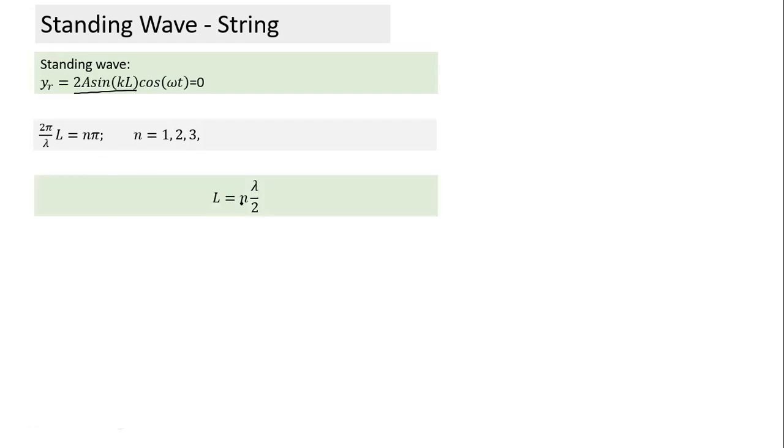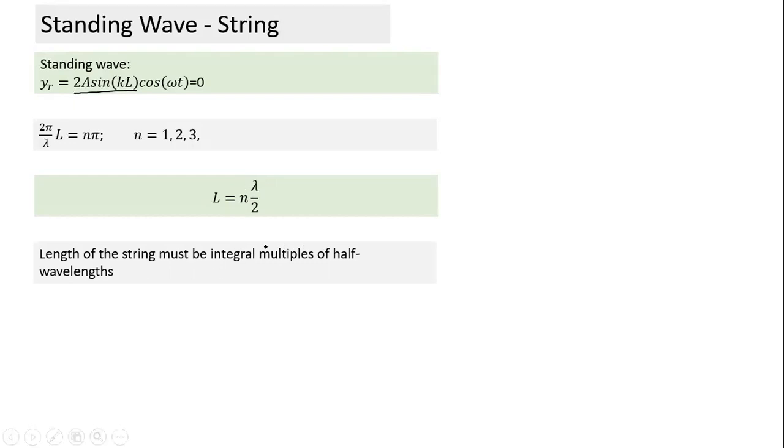If we rearrange the term here, we find the length of the string is related to wavelength and the value of n. n can take different values 1, 2, 3, 4. How do we express this relationship in words? The length of the string will be an integral multiple of half the wavelength. It can be half the wavelength, it can be twice the half wavelength, which is equal to lambda. It could be 3 lambda by 2, 4 lambda by 2, 5 lambda by 2. But it cannot have a wavelength other than those numbers. The length of the string must be an integral multiple of half wavelengths.